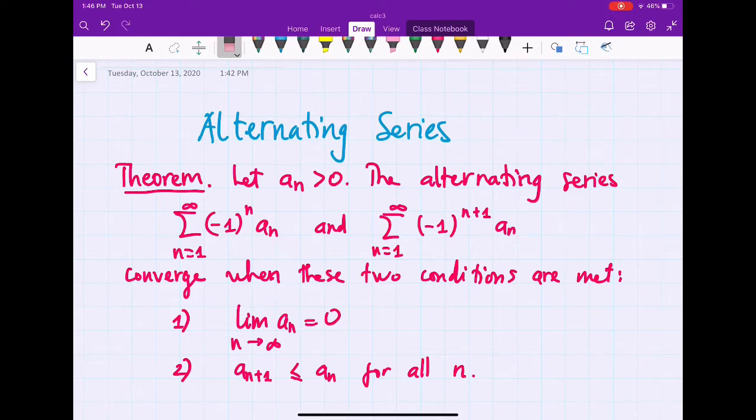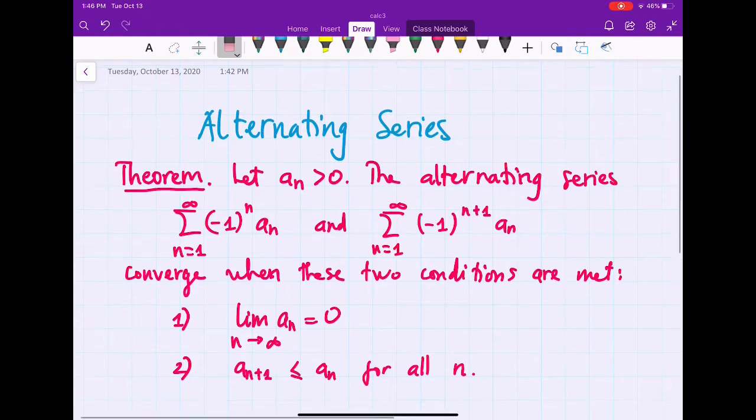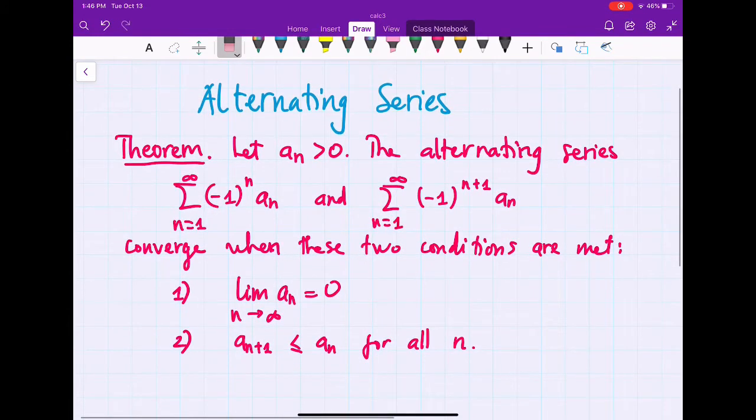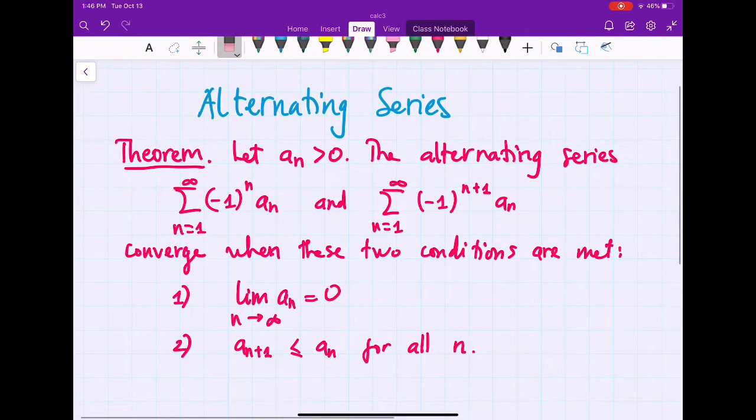Hello, in this video we study alternating series. Let's consider the following theorem, and in this theorem you can see the definition of alternating series. Suppose that you have a sequence a_n greater than 0, and a series of this form is called an alternating series. You multiply by (-1)^n, or sometimes (-1)^(n+1), or sometimes (-1)^(n+2), or whatever.